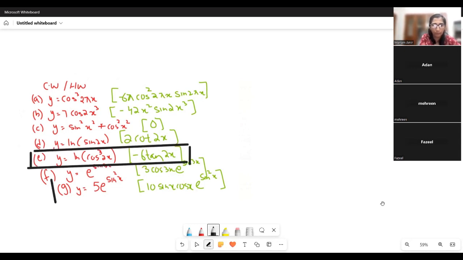Fazil, आप बताओ homework में कोई problems? नहीं मिस कोई इशू नहीं.